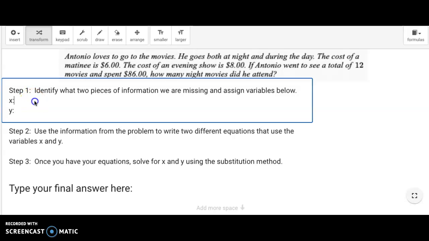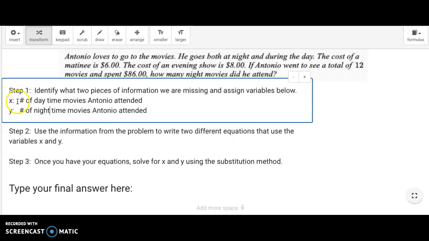And what I'm going to do is jot that down. All you have to do on your screen is use this text box that you can type right in. So I'm going to write down the 2 things that I've identified that we don't know. I don't know the number of daytime movies that Antonio attended, and the other thing that I don't know is the number of nighttime movies that he attended. So again, you can just type that in there. That's going to be what my X represents versus what my Y represents.